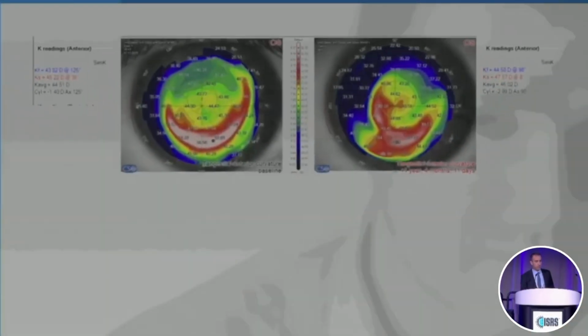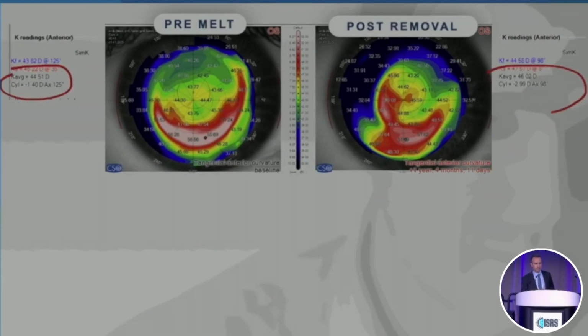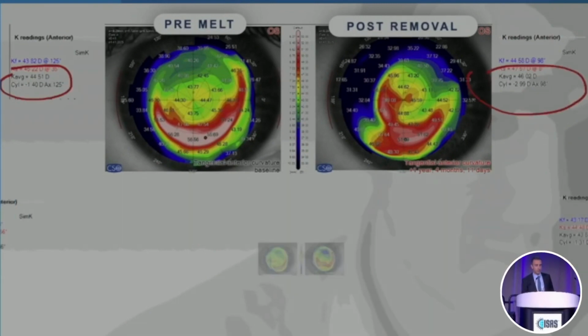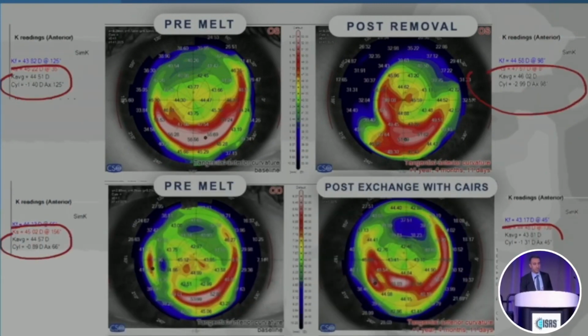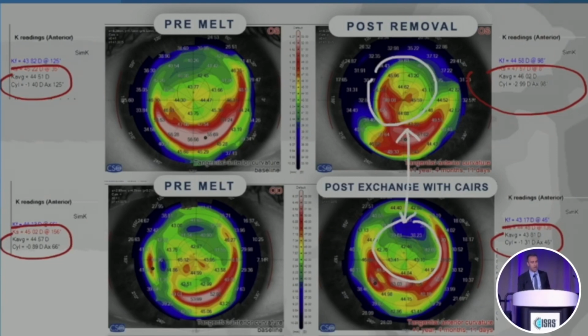Look at the topography. That's the first eye. You can see regression in the corneal topography. Look at the other eye, you see a preservation, and actually even better. The topography postoperatively is better than preoperatively. We have published that in JRS in a comparative case series between explantation and exchange.